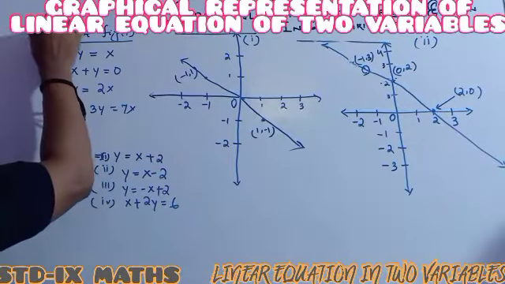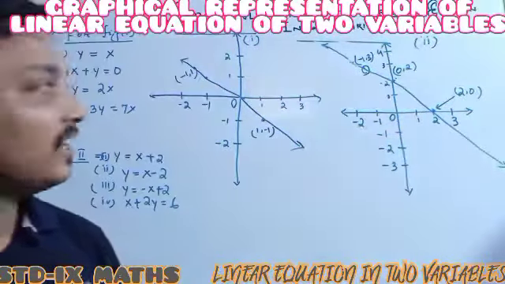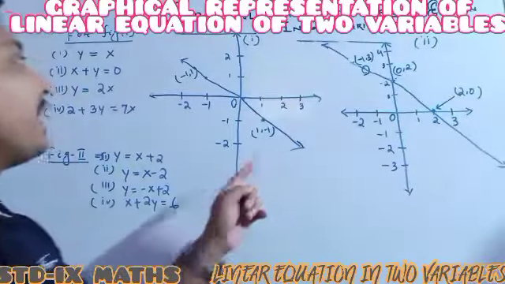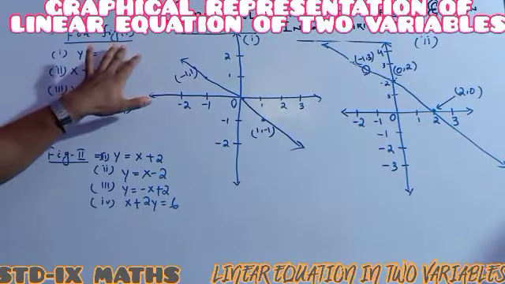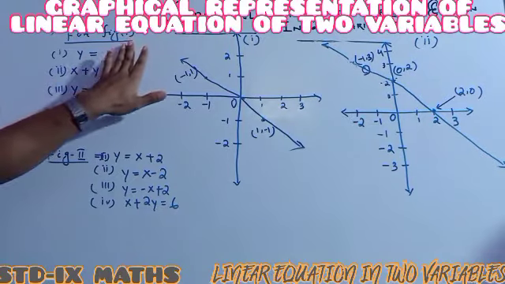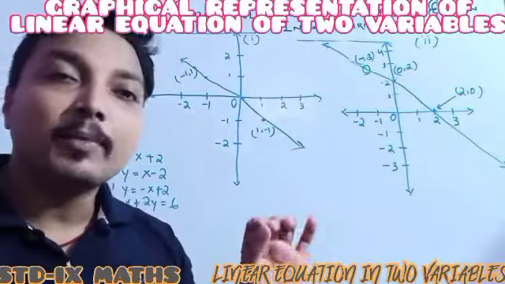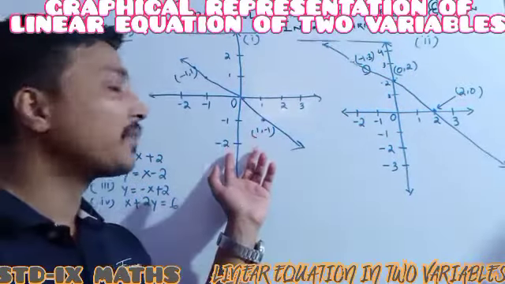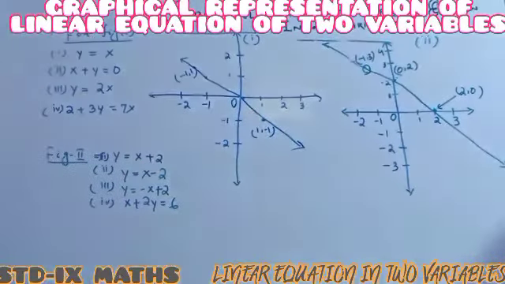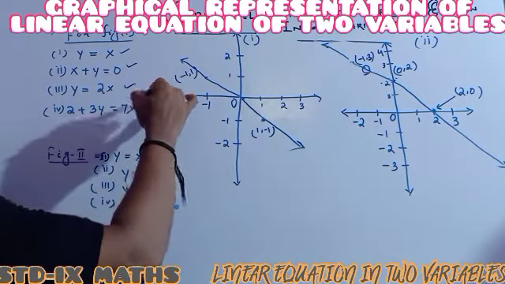See, in question number 5, the graphical representation of 2 lines is given. Here it is one line, here it is another line. It is asked which linear equation this is the graphical representation of. Here are options I, II, III, and IV. So there are 4 linear equations in 2 variables, and here is the graphical representation. It is asked which of the linear equations this graph represents, whether this one, or this one, or this one, or this one.